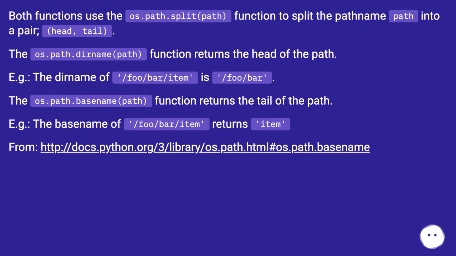Both functions use the os.path.split(path) function to split the pathname path into a pair (head, tail). The os.path.dirname(path) function returns the head of the path. E.g., the dirname of /foo/bar/item is /foo/bar. The os.path.basename(path) function returns the tail of the path. E.g., the basename of /foo/bar/item returns item. From this URL.